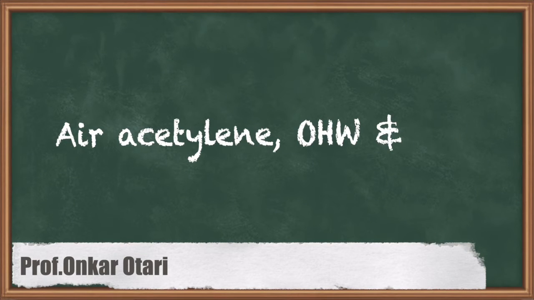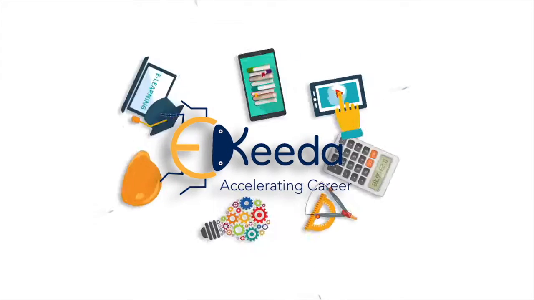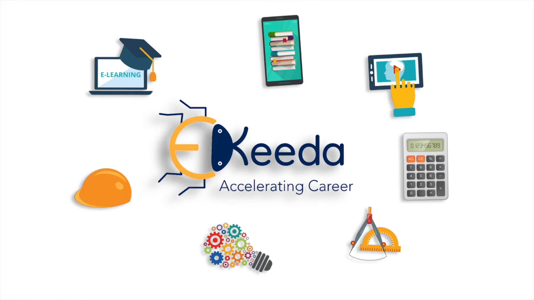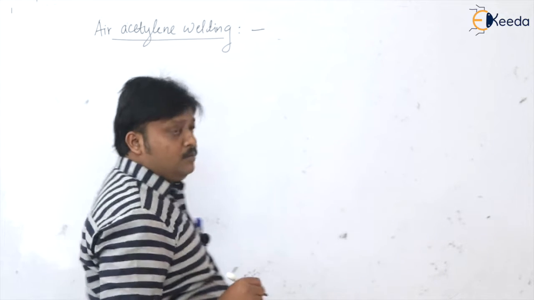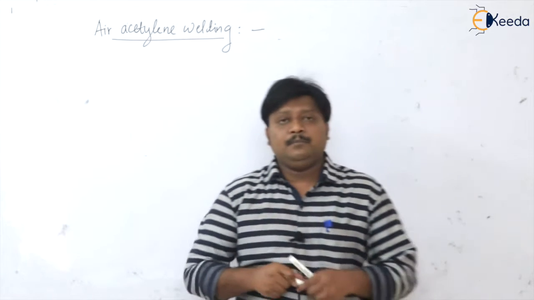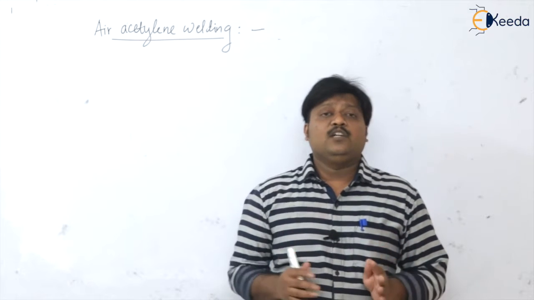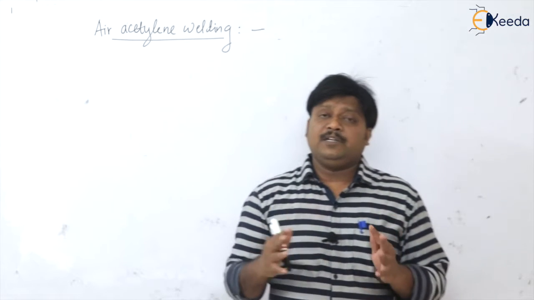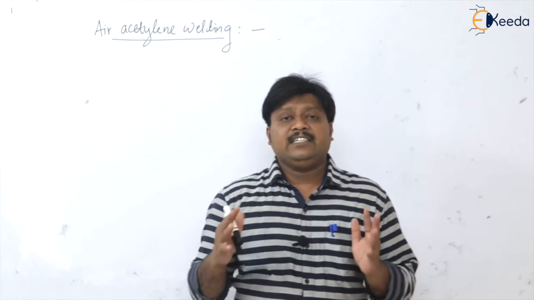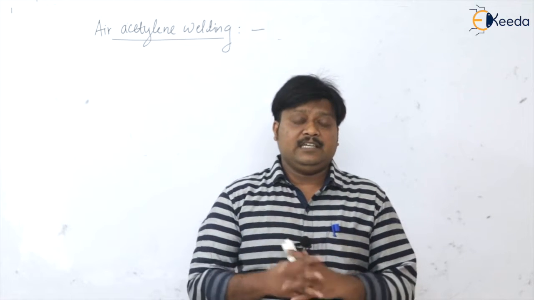Welcome students. In this video we are going to see the next gas welding technique, that is, we will talk about the air acetylene welding. Basically, this air acetylene welding is used for low melting point materials like lead, tin, zinc, cadmium, etc.